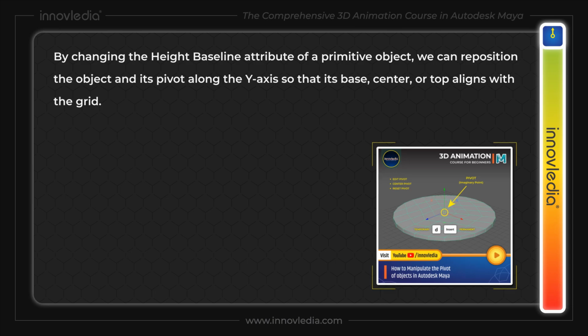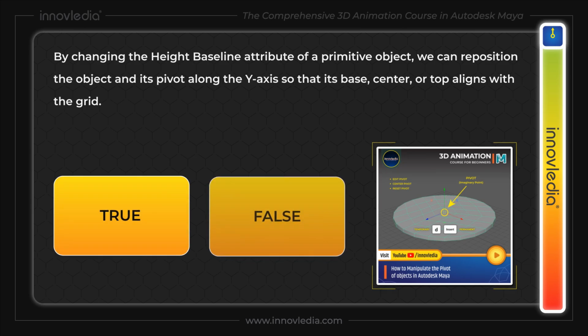By changing the height baseline attribute of a primitive object, we can reposition the object and its pivot along the y-axis so that its base, center, or top aligns with the grid. The options are true, false. Your time starts now. And the correct answer is true.